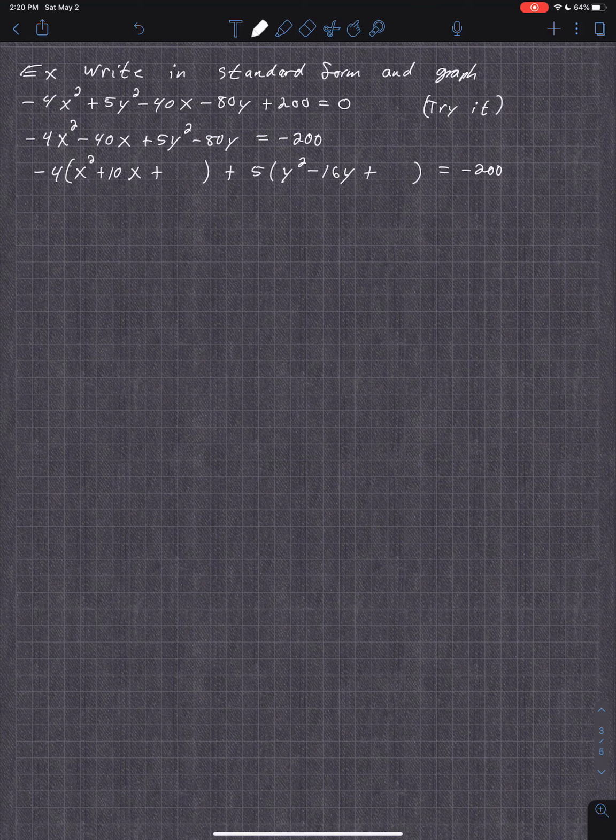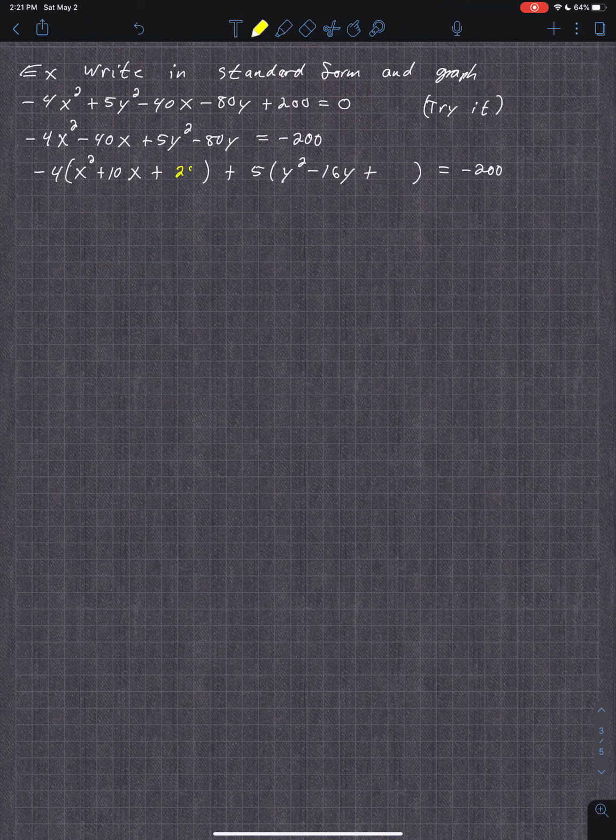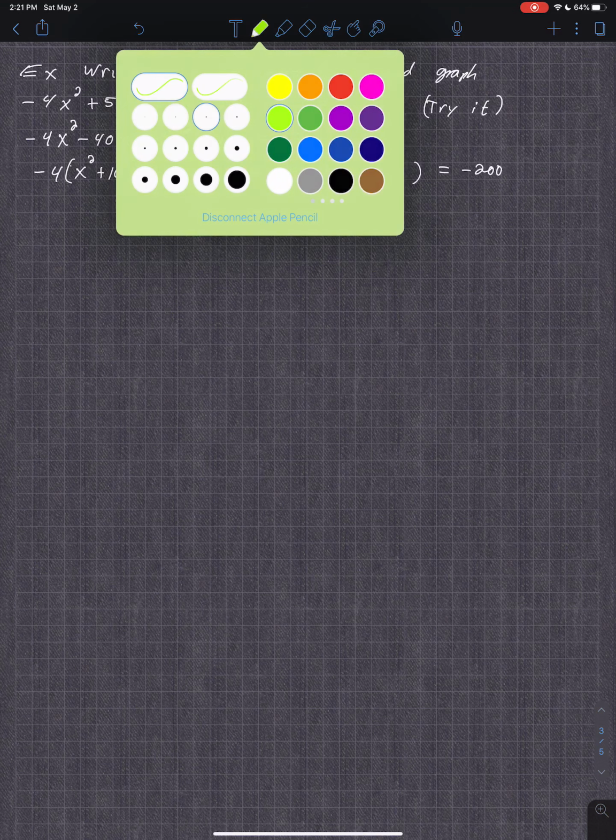Okay, so 10 divided by 2 is 5. 5 squared is 25, so you put 25 here. We'll do this individually now. And then 64, so you get 8, and 8 squared is 64. Okay, so this is 64.